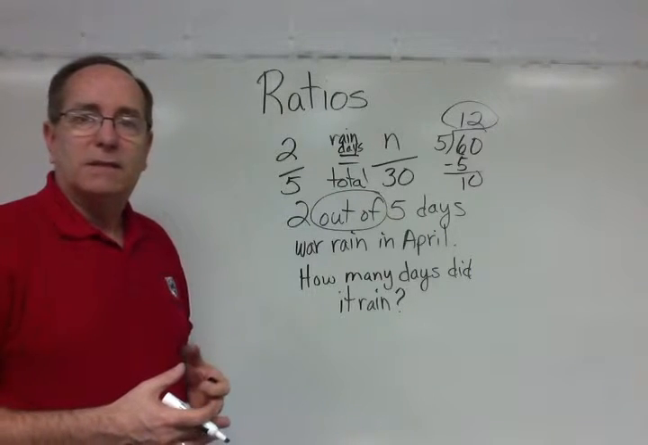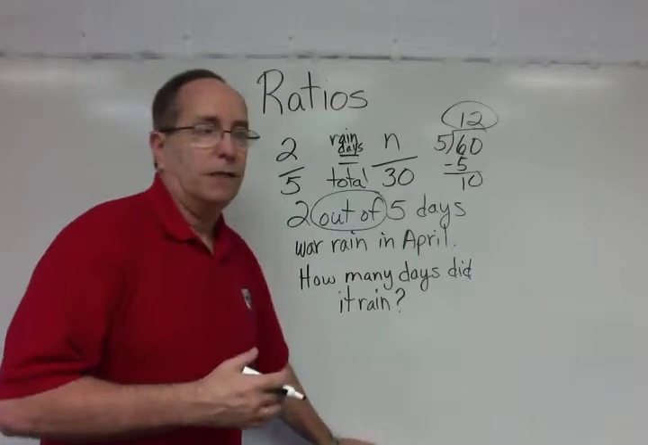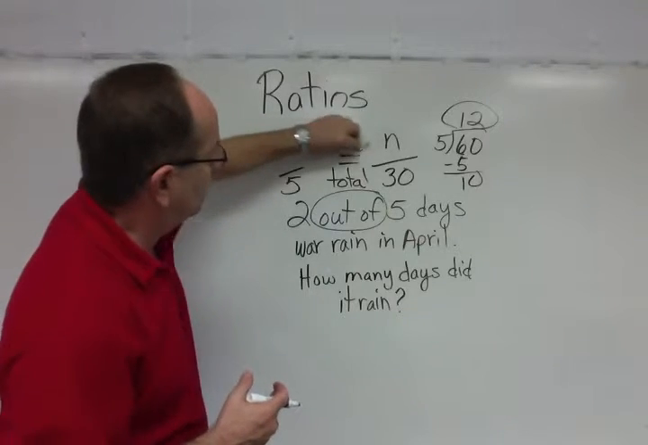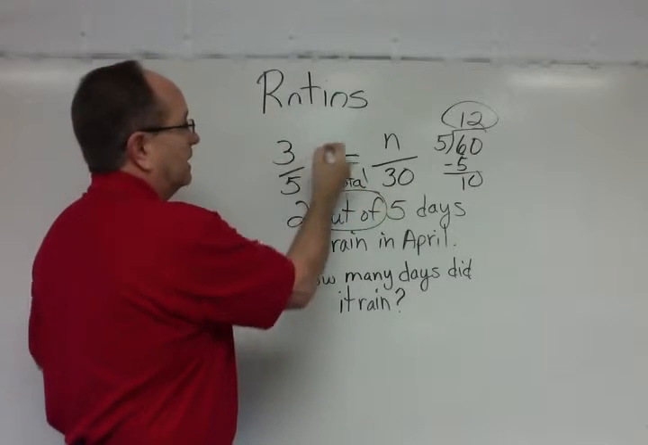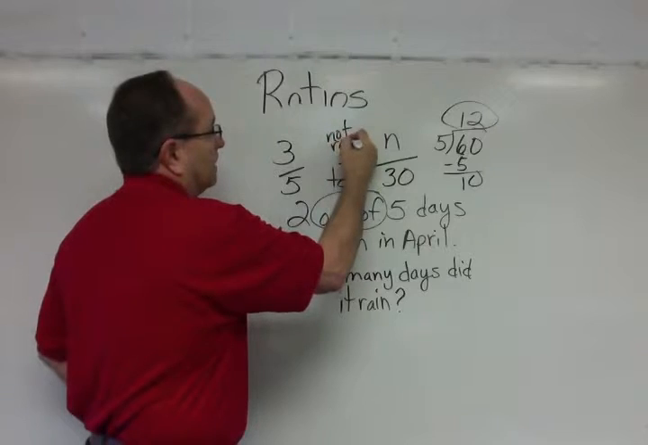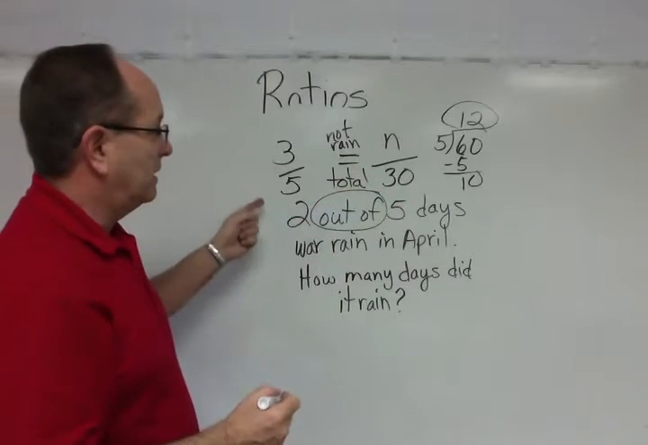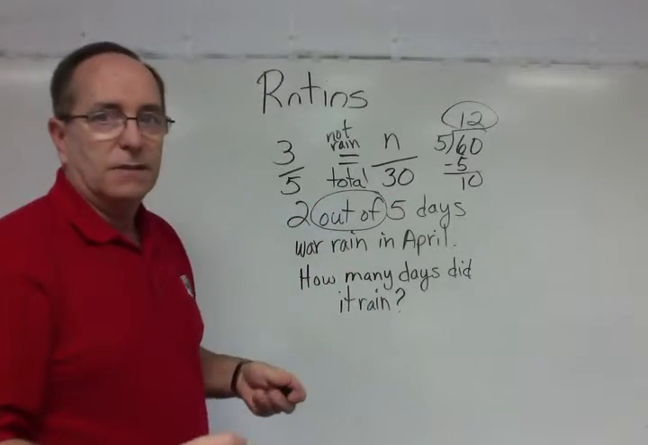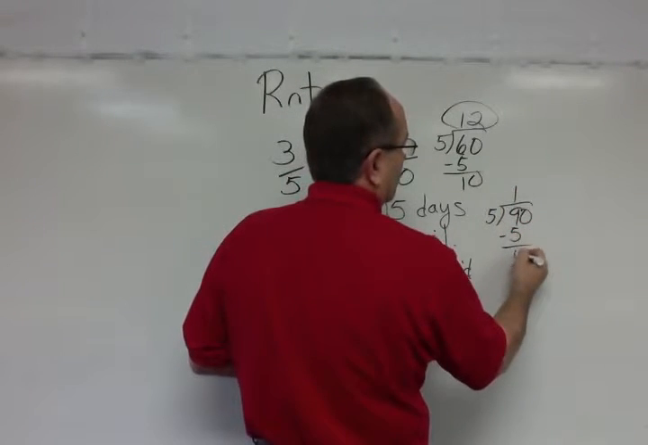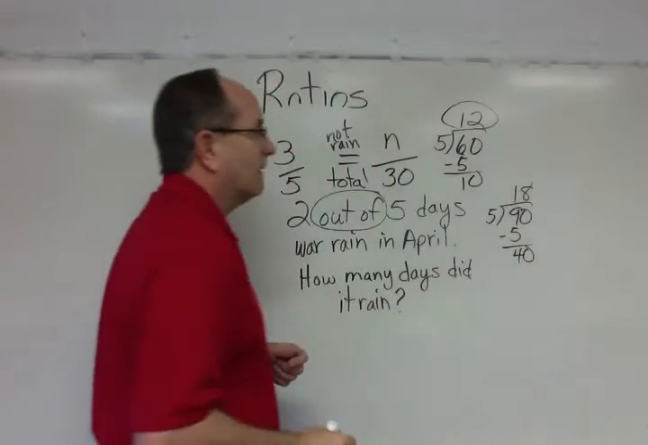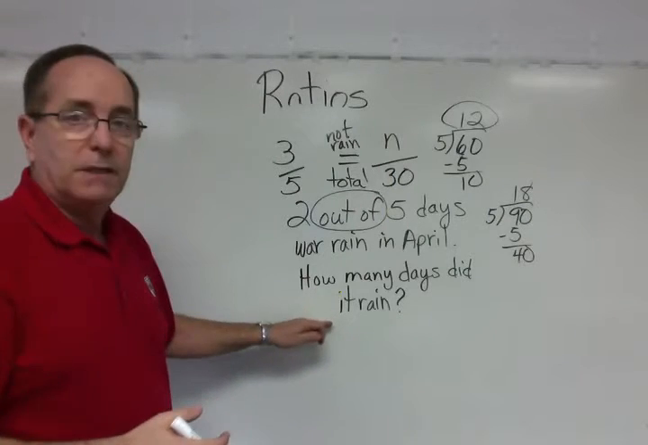How many days didn't it rain? That could have been the question. Well, then what would I have done if it said, how many days didn't it rain? All I would have done here was change my labels and said, well, 2 out of 5 rained. Well, that means 3 didn't. And not rain would become my label here. And I could have said, well, 3 times 30 is 90. 90 divided by 5 is 18. So 18 days it didn't rain. So it could have depended on what the question was asking.